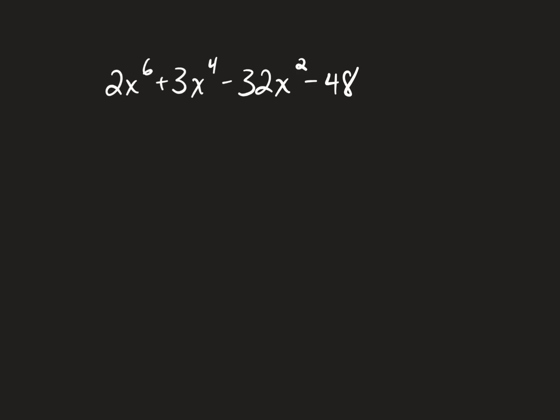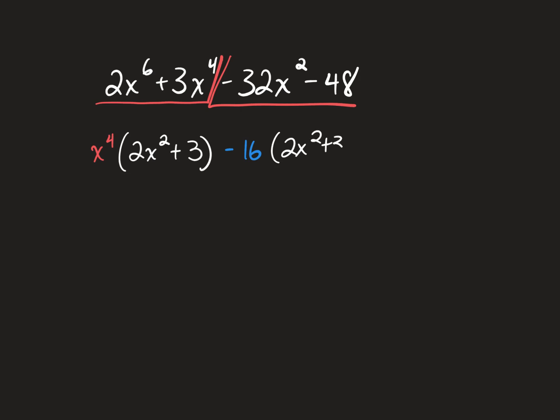In this factoring example, we will completely factor this polynomial in front of you. Anytime I see a polynomial that has 4 terms, I instantly think about factoring by grouping or potentially using the rational zeros test. So this one will factor by grouping, so I will take a common factor out of the first group, being x to the 4th, leaving me with a 2x squared plus 3. Out of the second group, you can factor out a negative 16, leaving you with a 2x squared plus 3.